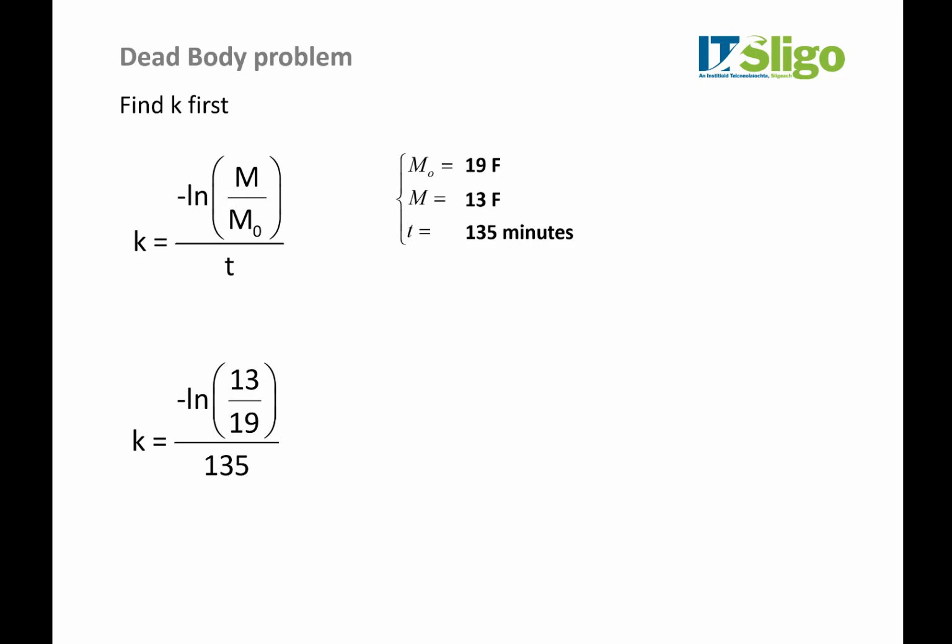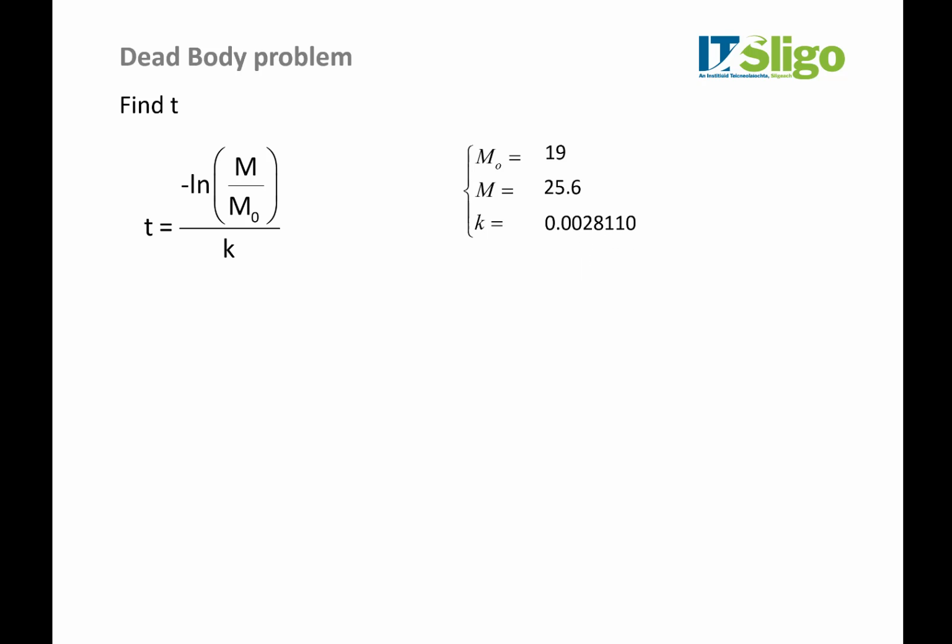Feed these values into our function, and now we've got K. Notice again, 5 significant figures. So now we've got K. That's the little engine that drives our problem. We now want to find T, so we use the manipulated version again. It looks very similar to the previous version, but it's now manipulated for T. M0 is 19, and M, the new temperature, is 25.6 degrees. When was the body at normal temperature, which is 25.6 degrees above ambient? And we've worked out K.